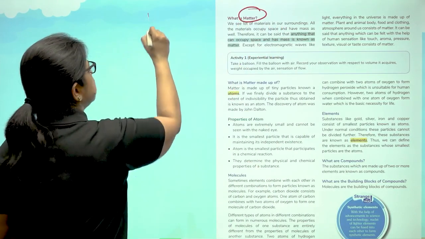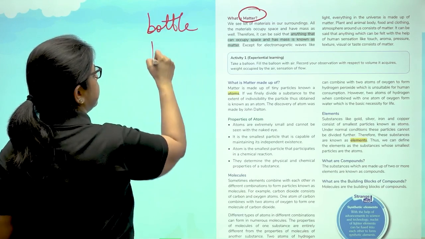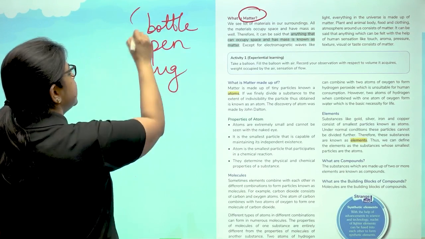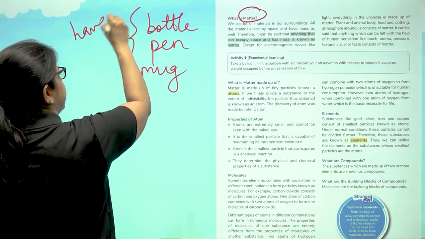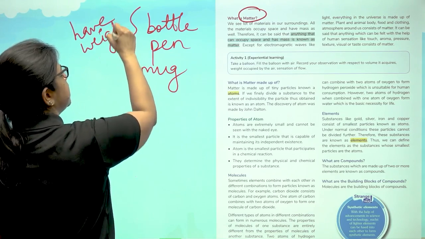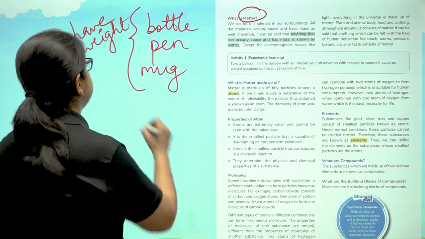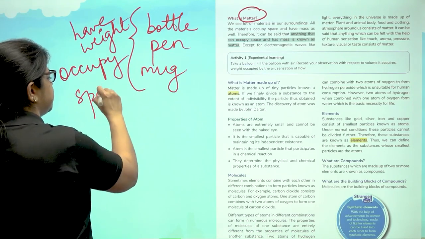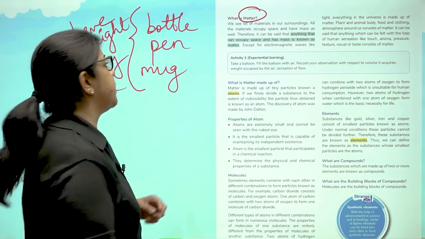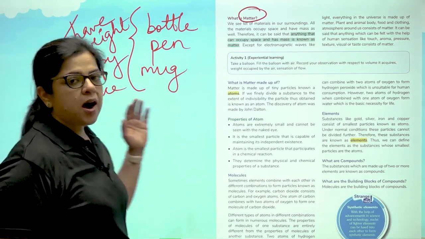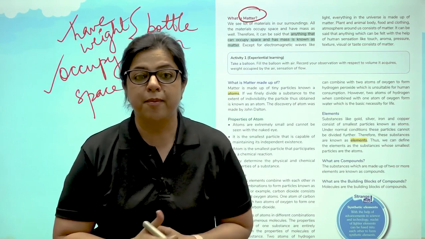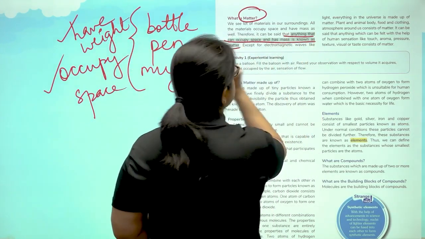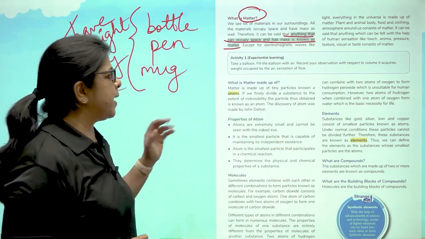Now what is common between a bottle, a pen and for example a mug? All these three have weight. Even if it is a paper cup, it will still have some weight. And when you put them on a table, they are going to occupy space. Now, these two primary things are the classification of matter. So, what is matter? Anything that can occupy space and has weight is known as matter.